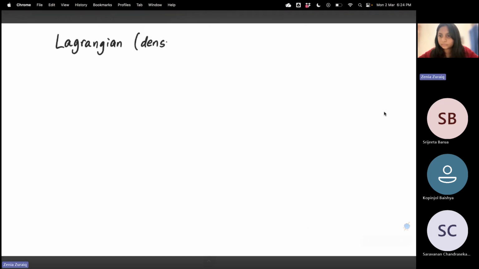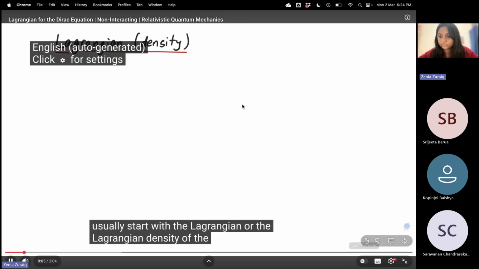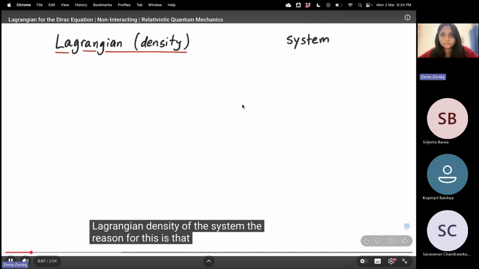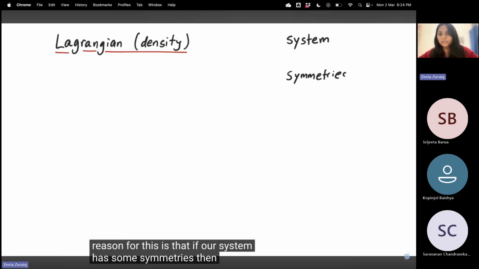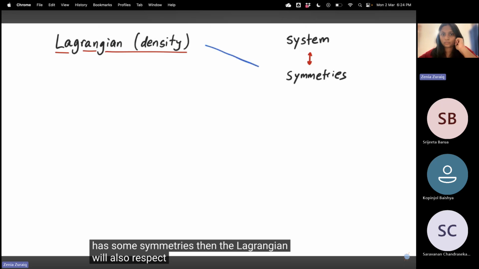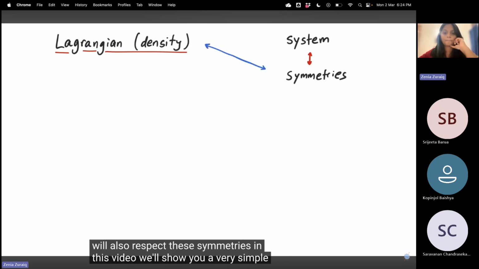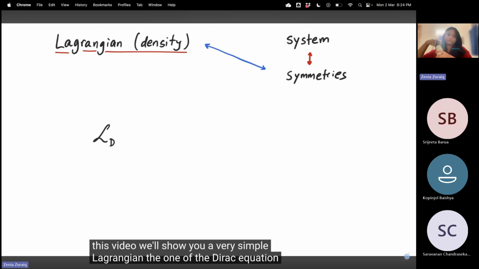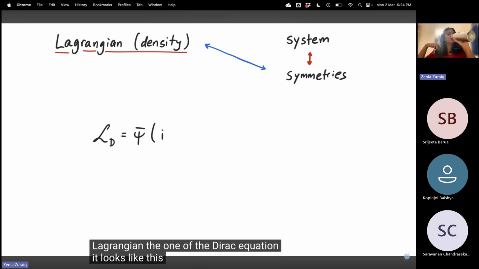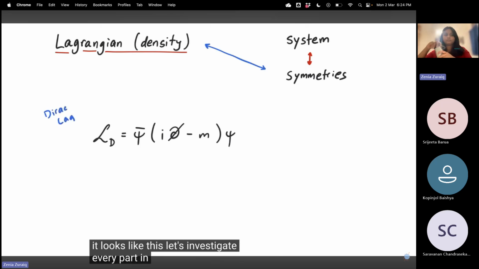In order to construct a new theory, we usually start with the Lagrangian, or the Lagrangian density of the system. The reason for this is that if our system has some symmetries, then the Lagrangian will also respect these symmetries. In this video, we'll show you a very simple Lagrangian, the one of the Dirac equation. It looks like this. Let's investigate every part in detail.